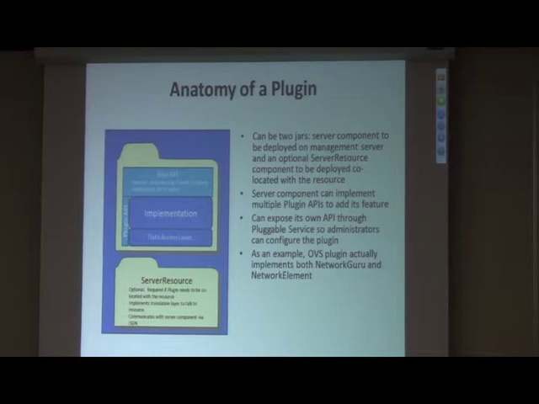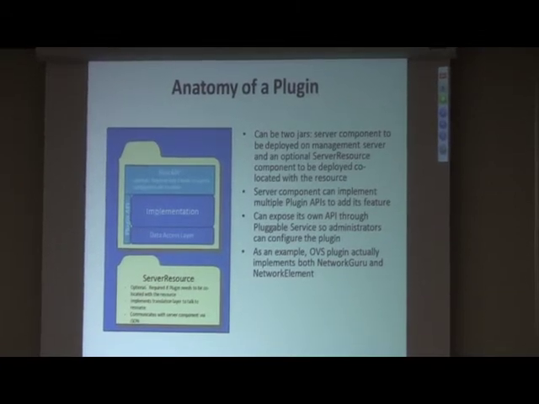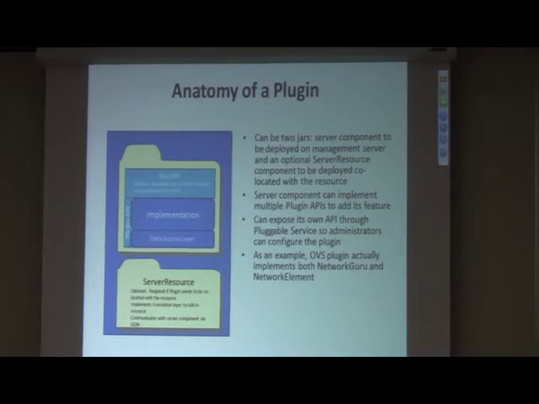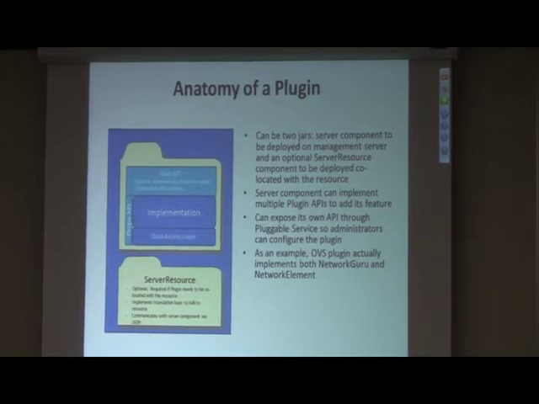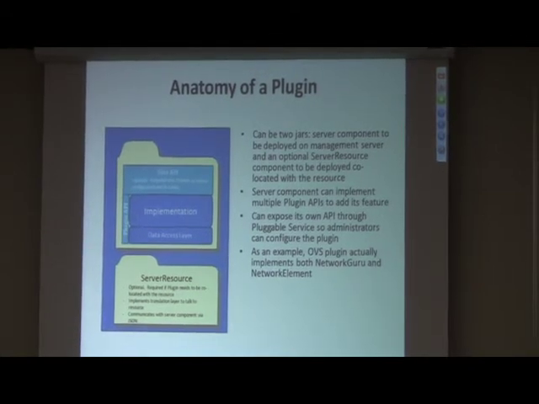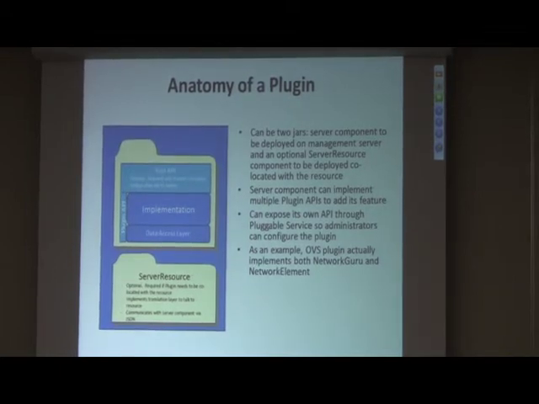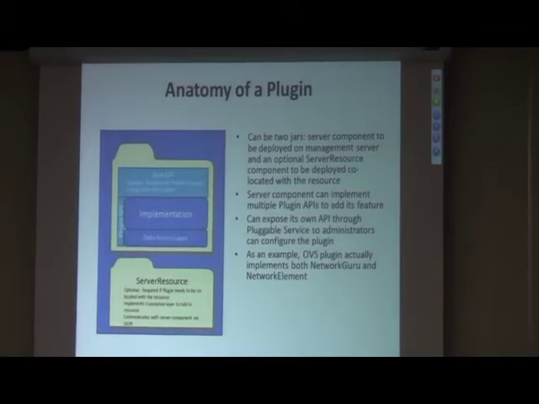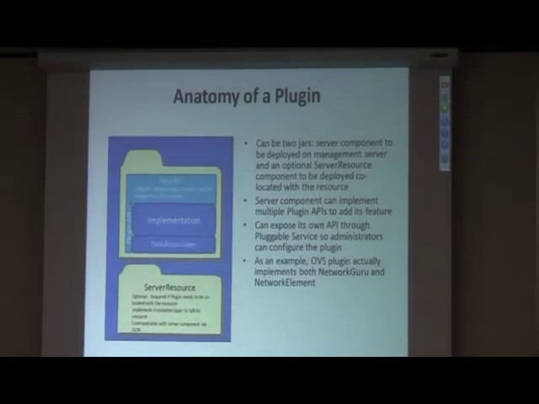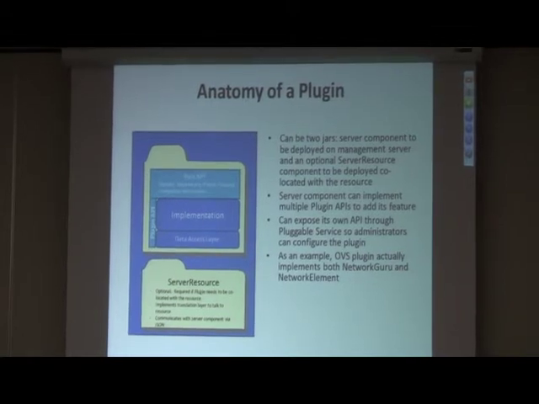And then if you need to execute certain things on the resource, then you will also provide a server resource jar that actually is deployed co-located with the resource. And they communicate with each other, but when it needs to have things in the data path, or when it needs to do the translation, then the plugin will communicate with the server resource to execute what it needs. And that is defined by your own code. CloudStack will not do it.